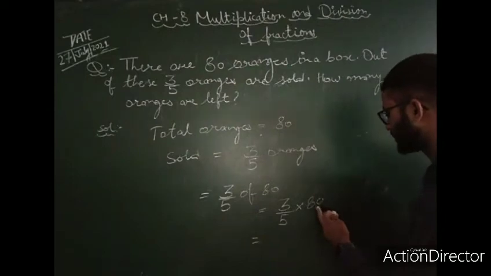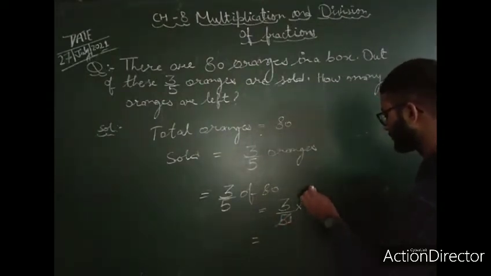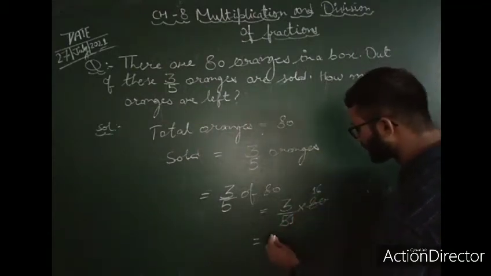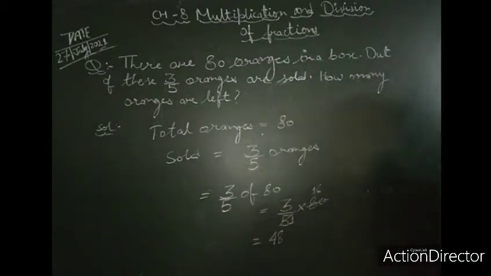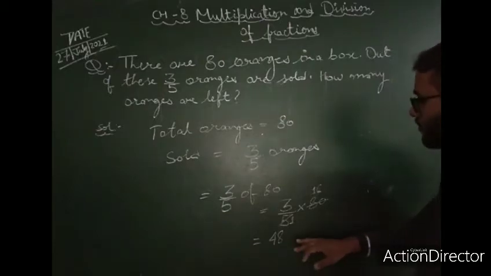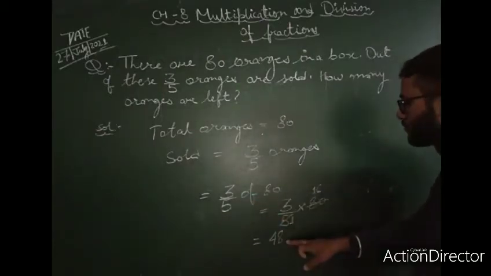So here we divide this 80 by 5. 5 ones are 5, and here 5 ones are 5, and 5 sixes are 30. Now here we multiply these two numbers, 16 and 3. So here we get 16 threes are 48, right? Now you all know that 3 upon 5 of 80 is equal to 48.